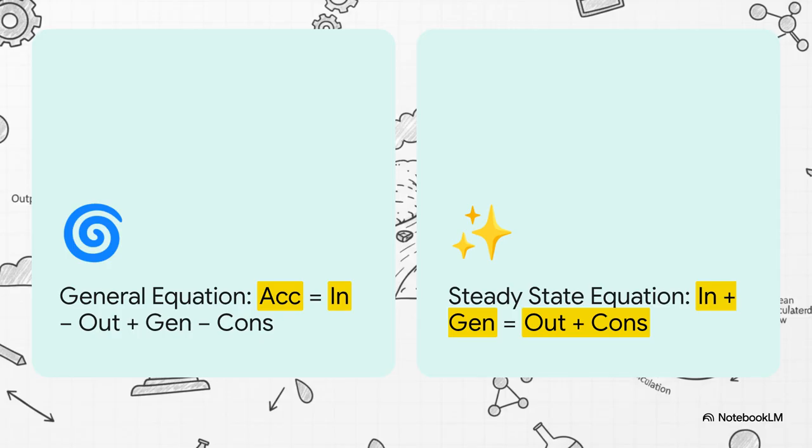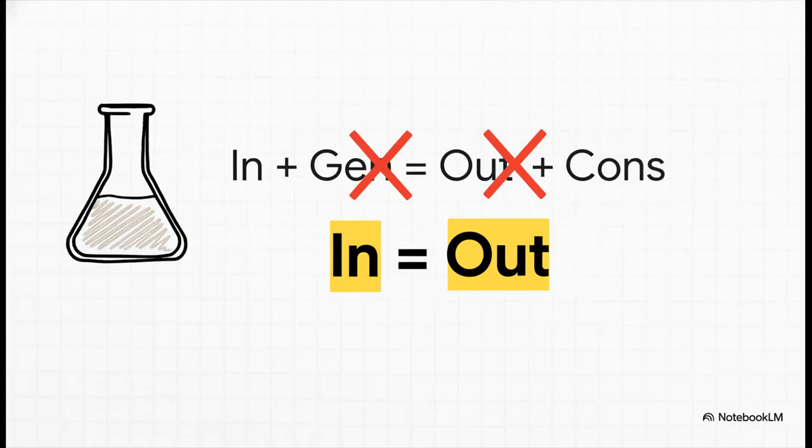And this is where the magic really happens. On the left, you see our big general equation. But the moment we assume steady state, poof, that accumulation term just becomes 0. And then we can just rearrange the equation into that much friendlier form on the right. What comes in plus what's created has to equal what goes out plus what's consumed. So much simpler.